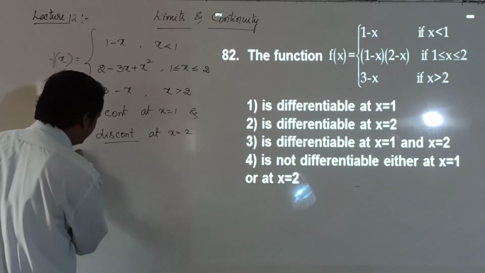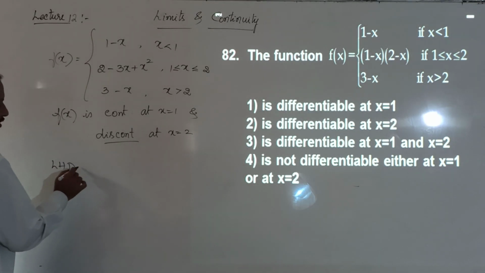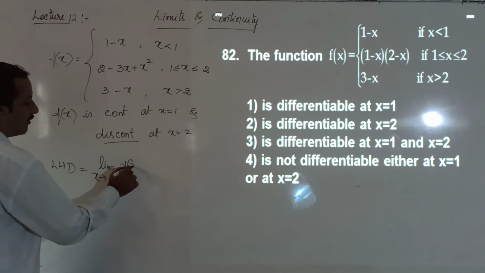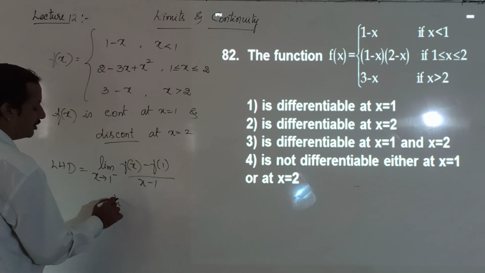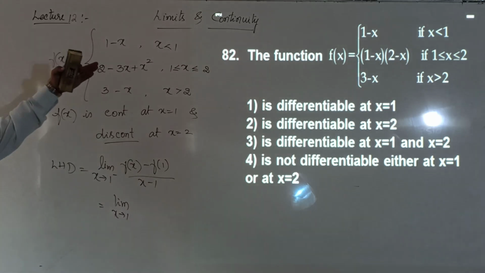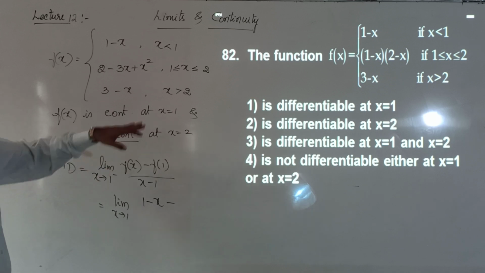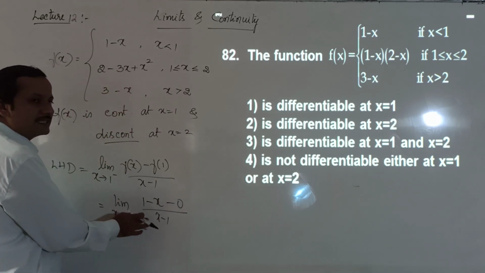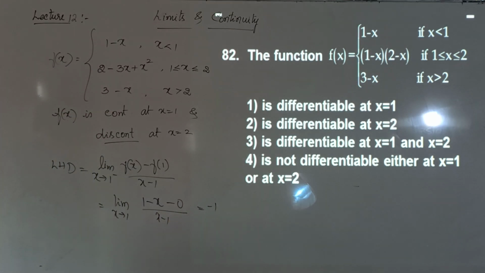There is an easier way, a shortcut, or the actual method is the left hand derivative. We should use this: limit x tends to 1 minus f of x minus f of 1 divided by x minus 1. That's equal to limit x tends to 1 from left side. When x approaches 1 from left side, f of x is defined as 1 minus x. Minus f of 1, what happens to f of 1? 0, divided by x minus 1. Here 1 minus x and x minus 1 get cancelled, we will have minus 1. Left hand derivative is minus 1.